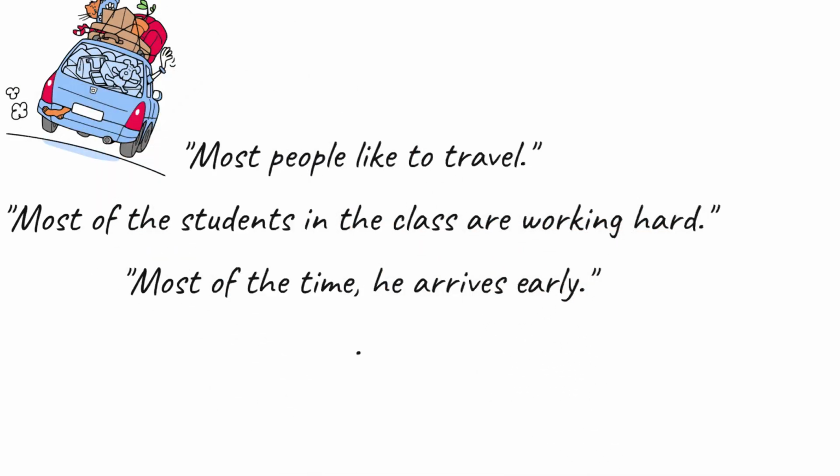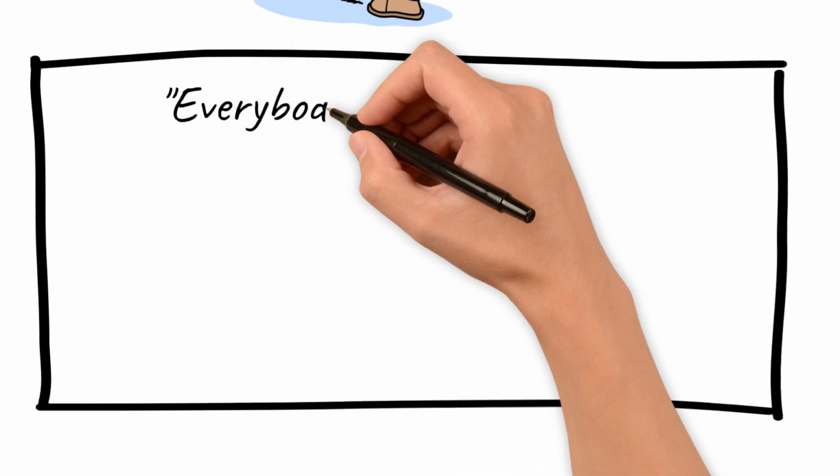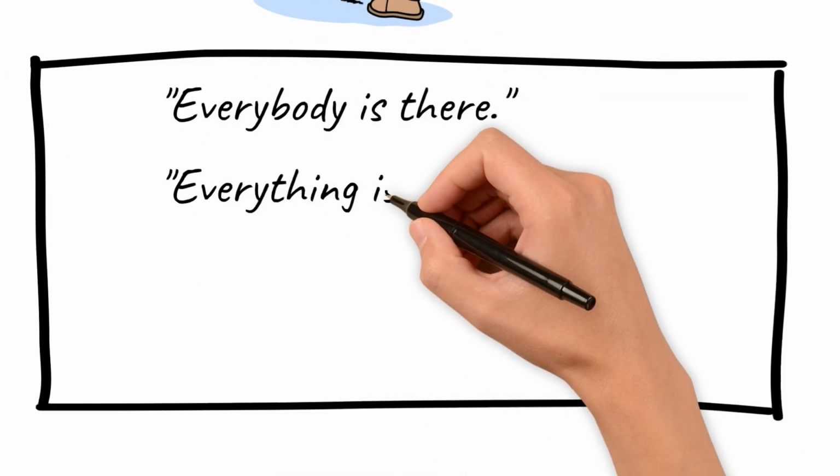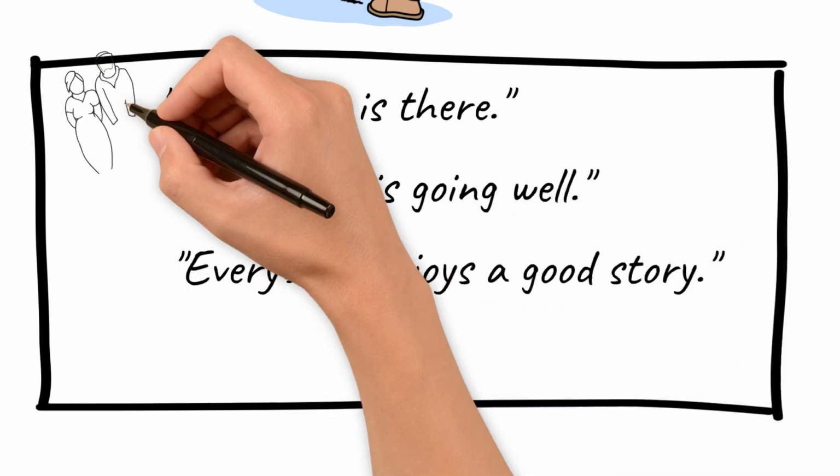Remember, everybody and everything are treated as singular. For example, everybody is there. Everything is going well. Everybody enjoys a good story.